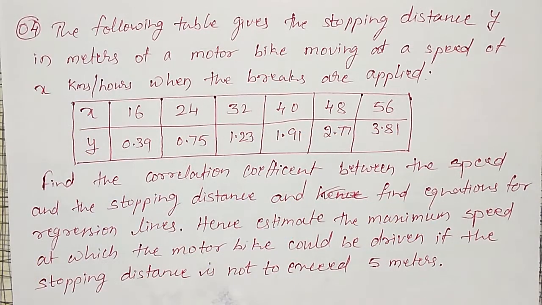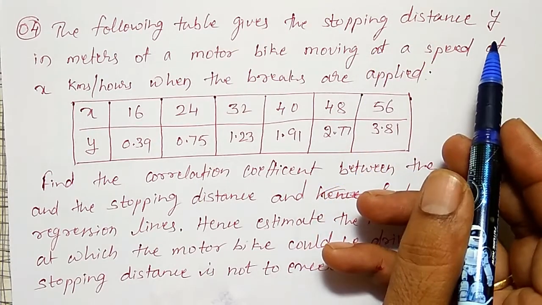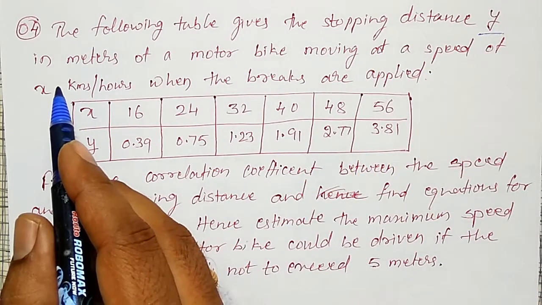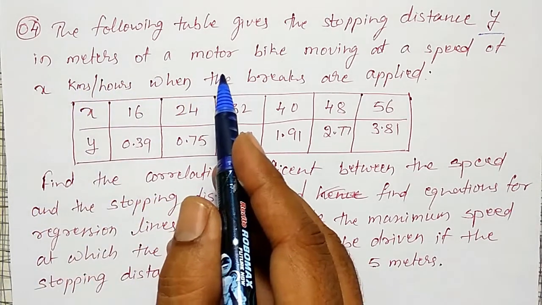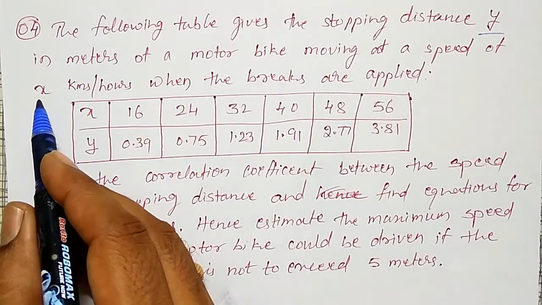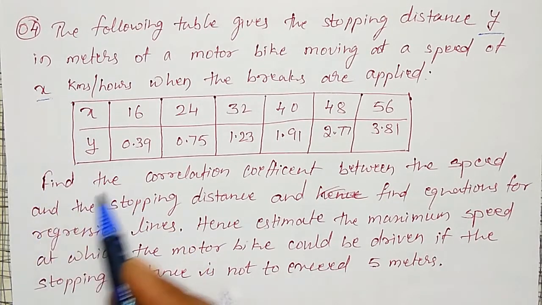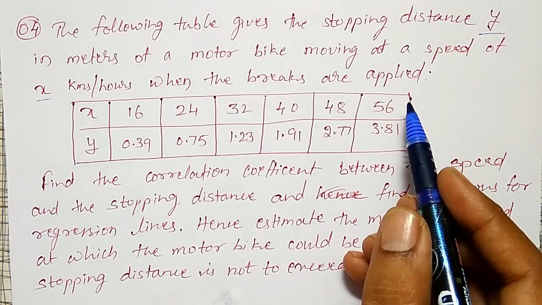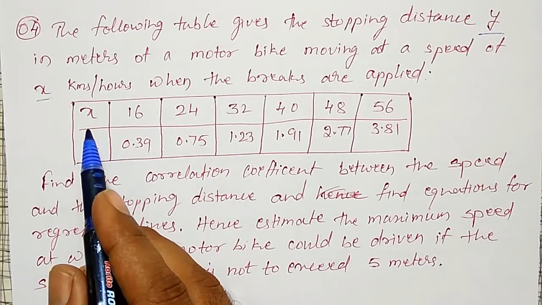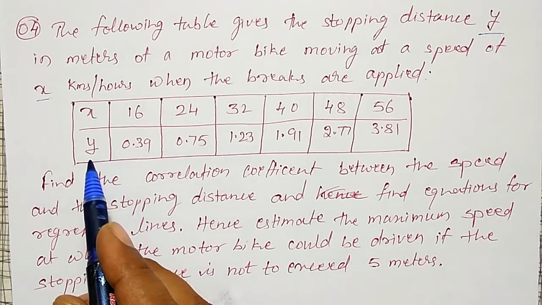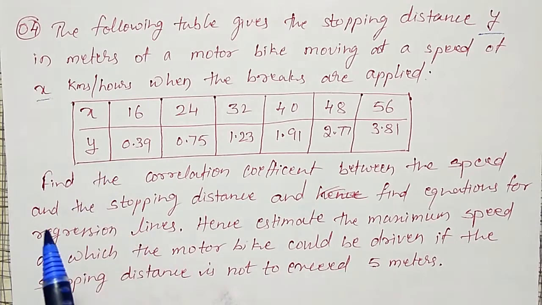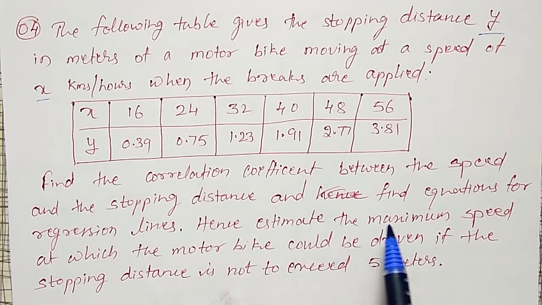In this video, I am going to solve one example on correlation coefficient. The following table gives the stopping distance y in meters of a motorbike moving at a speed of x kilometers per hour when the brakes are applied. X represents the speed of the bike and y represents the stopping distance. Find the correlation coefficient between the speed and the stopping distance, and hence find the equations for the regression lines.